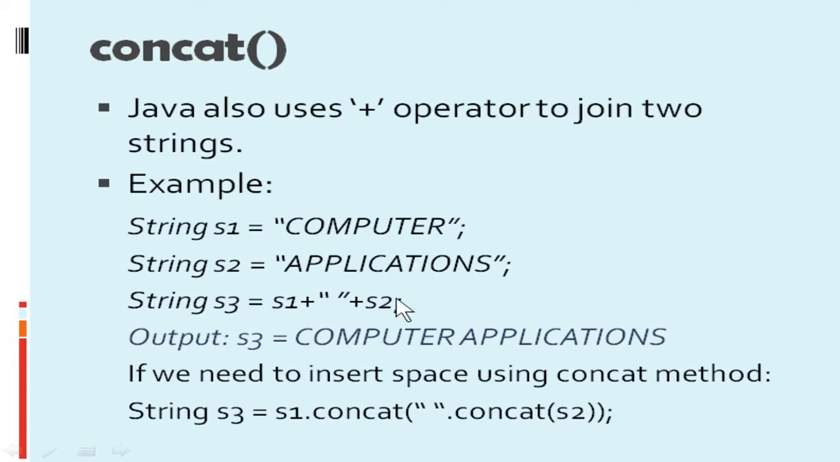If you want to add a space using the concat method, then you have to write it here. You have two concat methods. Since you have a nested method, you have to use parentheses, and the inner parentheses will be executed first. So here you got a space, then dot concat s2. Here the space is considered as a string, so it will join with s2. So application, the word stored in s2, will be added with the space in front and then joins with s1. So computer space application will be the output for this.